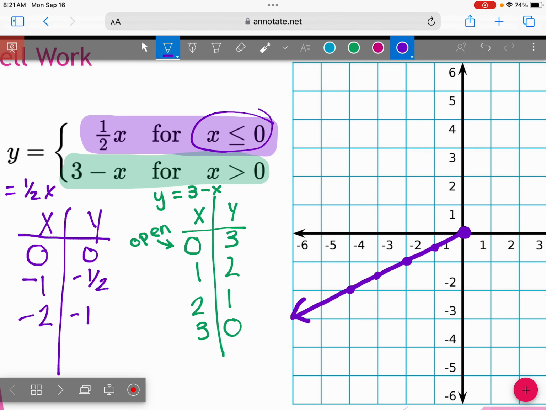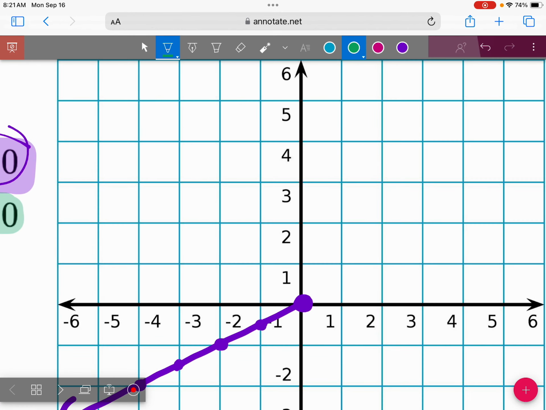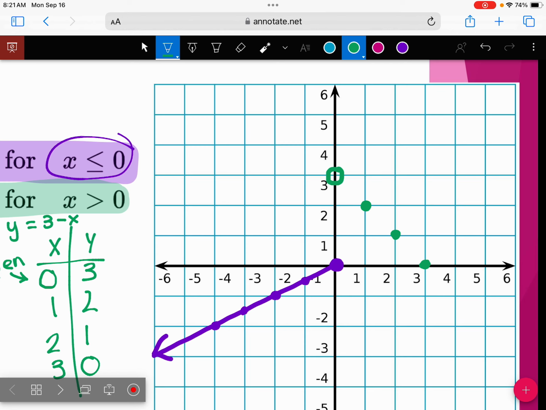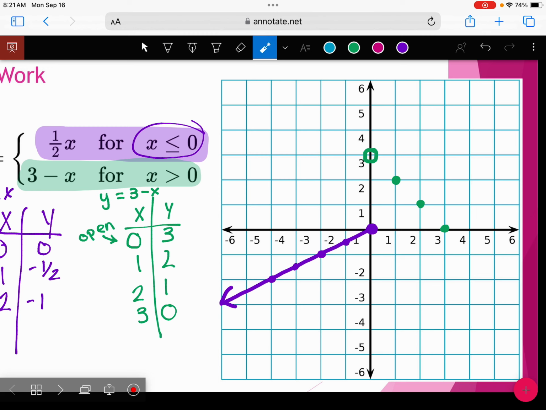So we've got a really good view of what's happening here. So at 0, 3, we are putting an open circle. Then we're going to have our 1, 2, 2, 1, 3, 0. Did I stop because my function rule told me to stop, or because I was running out of graph paper? Did we have to stop when x was 3? Nah, I could keep going. We stopped because we got lazy and didn't want to draw more on the table. So could I put an arrow on this side? Yeah. Can I put an arrow on the left side? No. So when we connect it, it's going to look like that.